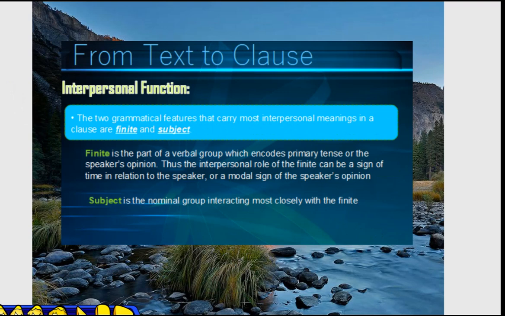Now, for the interpersonal function, we have to talk about the finite and the subject. Finite is the part of a verbal group which encodes primary tense or the speaker's opinion. So, the role of the finite can be a sign of time in relation to the speaker, or a modal sign of a speaker's opinion. Whereas subject is a nominal group interacting most closely with the finite.